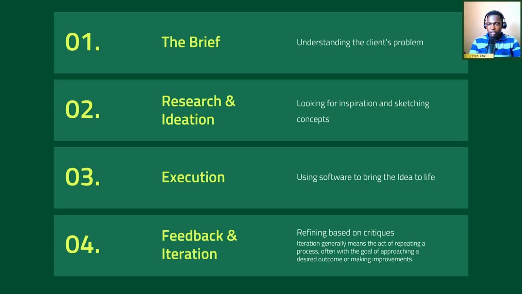So first we have the brief. This is where you understand the client's problem. The design brief basically entails what the client wants you to do for them, or what kind of work or deliverables they want you to give them at the end of the project. So a client will approach you with their problem. Maybe they are starting a business and they don't have a logo, they don't have colors that represent their brand. So they'll come to you with their brief.